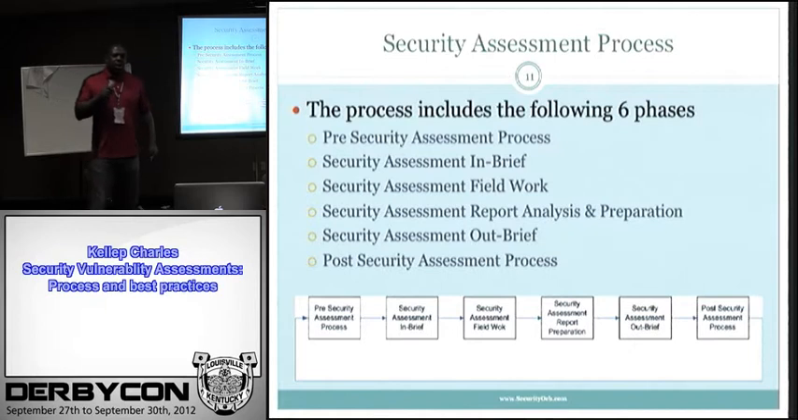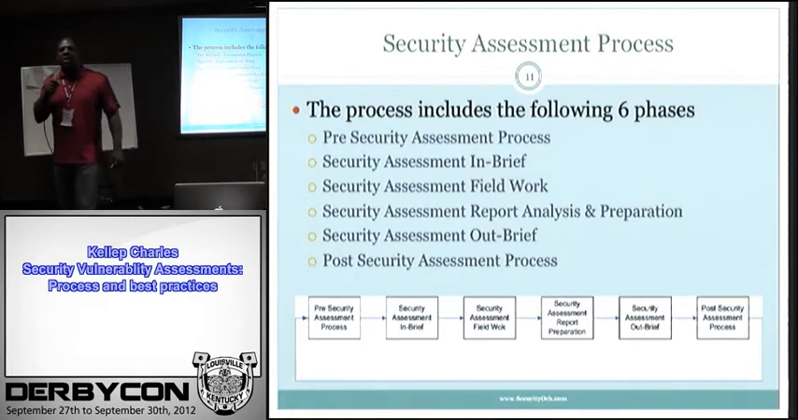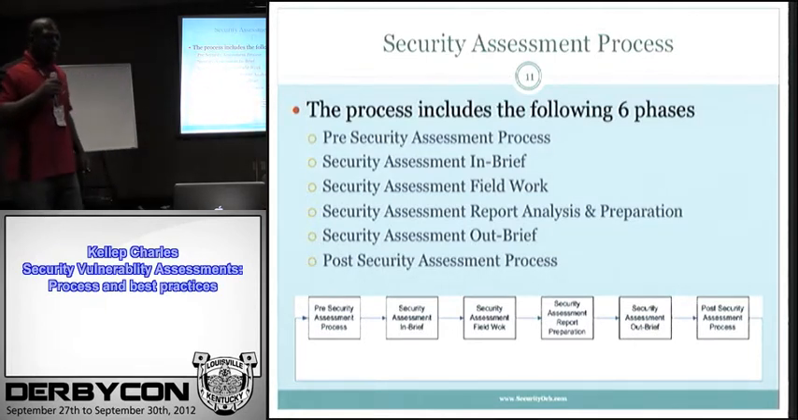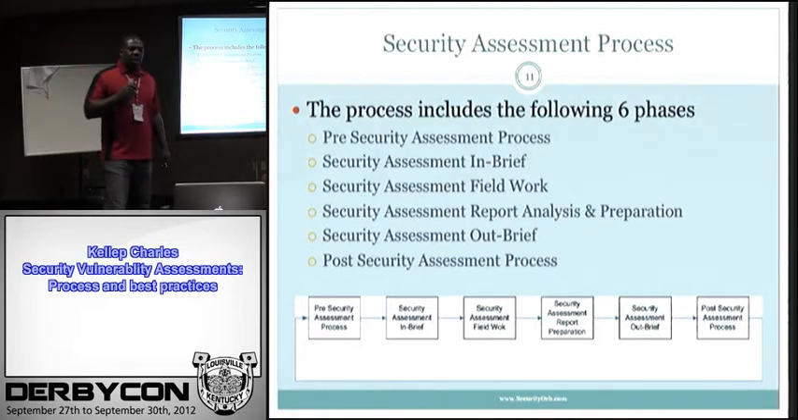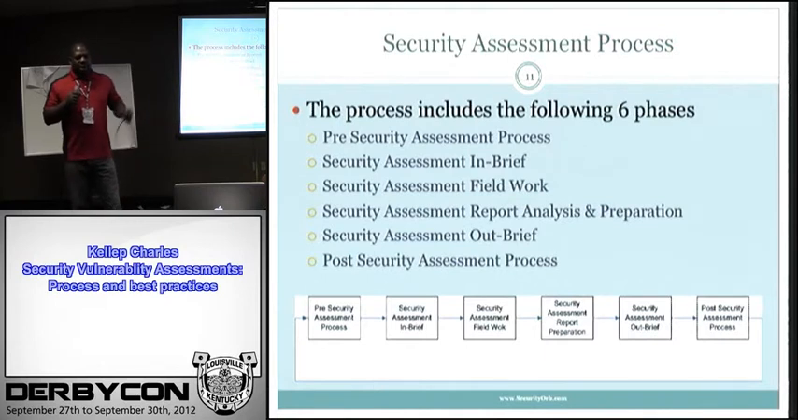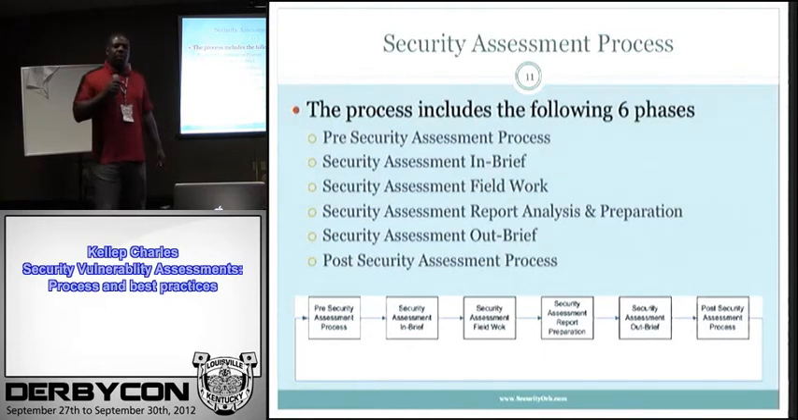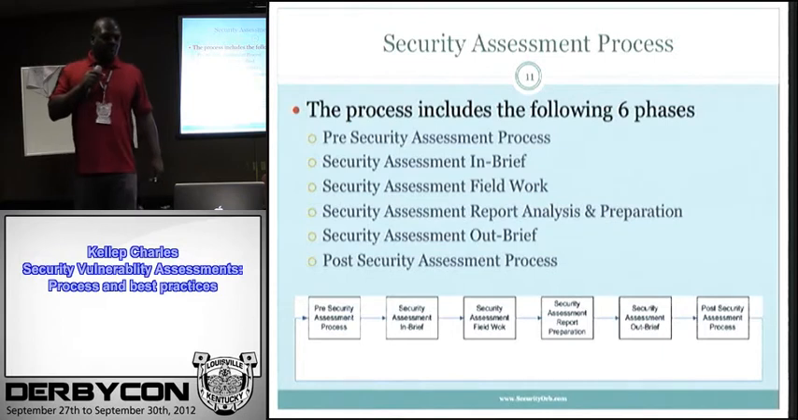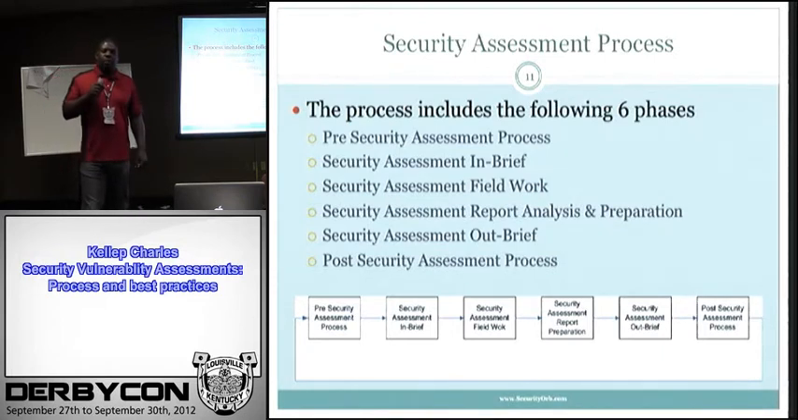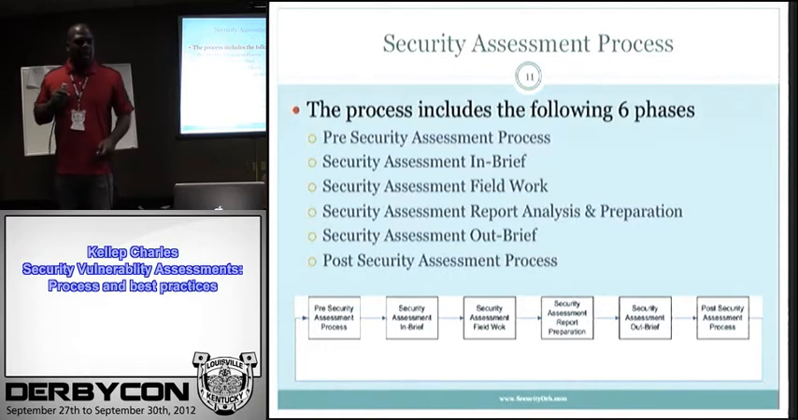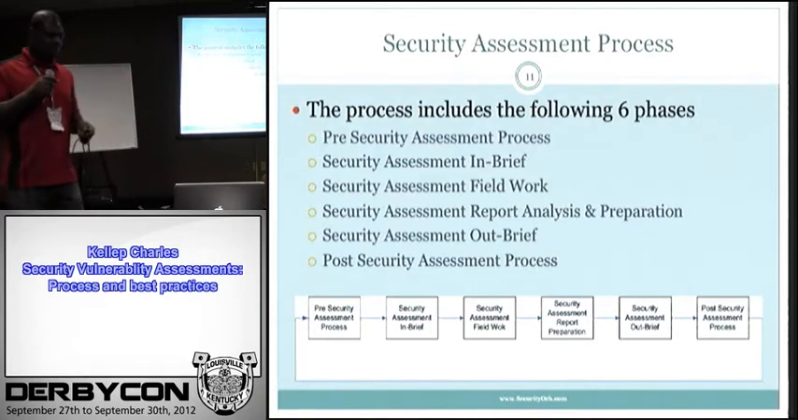So this is where I go into the security assessment process that I've been using for years now. Basically it follows about 6 phases. The first one is the pre-assessment process, and from there you go into the in-brief. Then you have the fieldwork process, the report, the out-brief, and the post-security assessment portion.